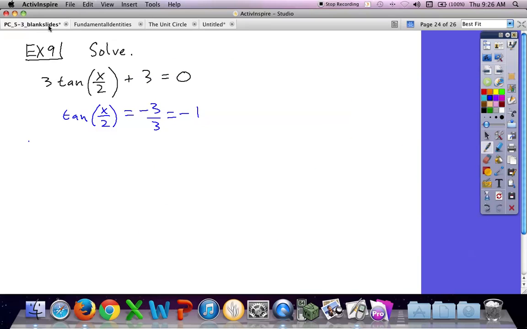So we'll go over here, we'll say, when this argument, x over 2, equals, what do we say, 3 pi over 4, plus n pi. And then as the last step, multiply by 2, right? So multiply all this by 2. Now we've got x equals 2 times 3 pi over 4 will be 3 pi over 2 plus 2 pi times n.